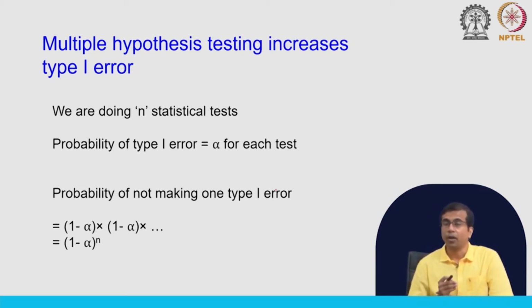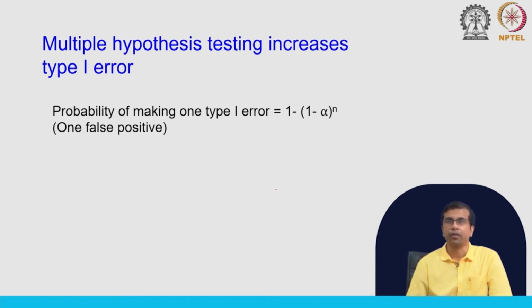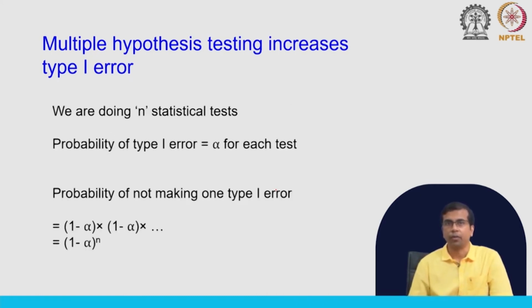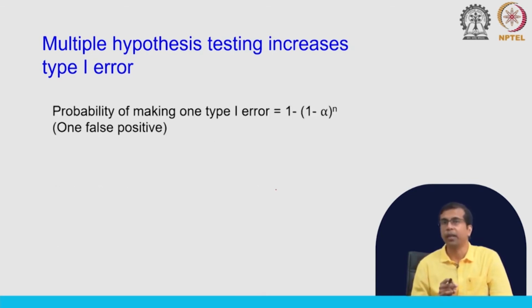the probability of not making one type 1 error, we can multiply 1 minus alpha into 1 minus alpha, etc. So, this will be 1 minus alpha to the power n. Now, what does it mean? That is the probability of not making one type 1 error. So, if you want to calculate the probability of making one type 1 error, this will be given by 1 minus (1 minus alpha) to the power n. So, we will get the probability of getting one false positive.